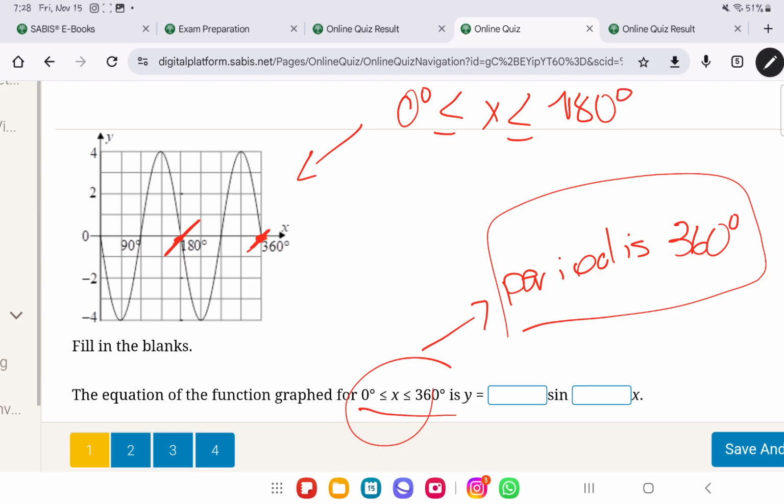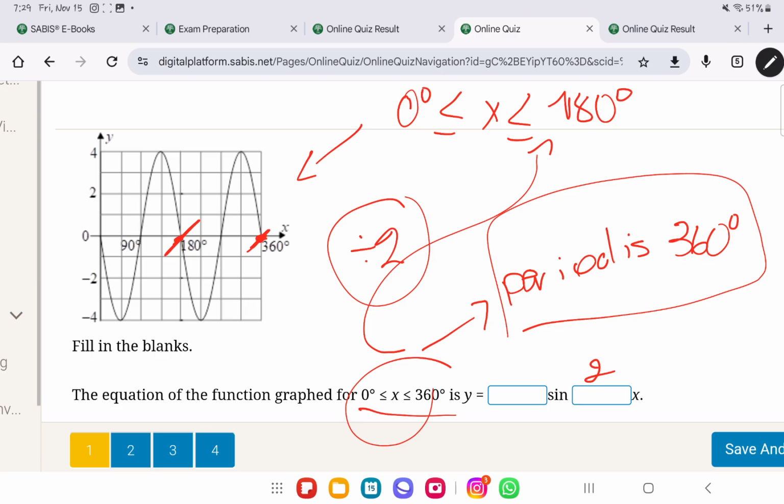Now, very simply, to go to the 180 degrees, we need to divide by 2. But when we are dividing by 2, we are going to put it over here. You don't do divided by 2. No, you're going to do sine 2x.